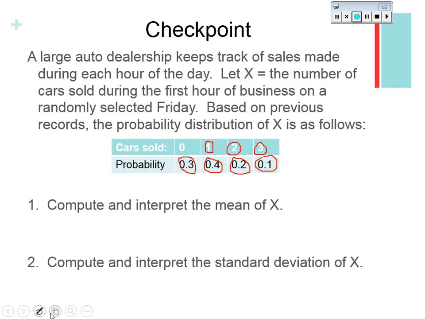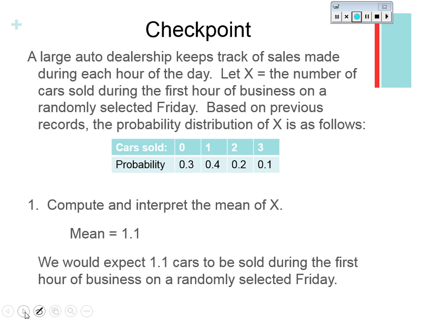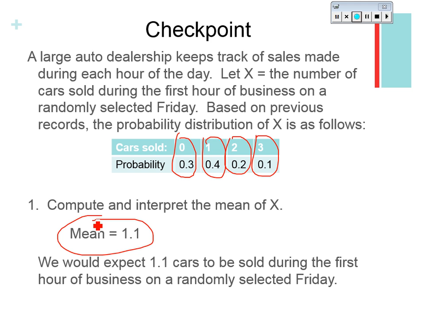To find the mean for this, what I'm essentially going to do is take each of these data values, multiply them by their probabilities, and then find the sum. If you do that, you get a mean of 1.1. So we would expect 1.1 cars to be sold during the first hour of business on a randomly selected Friday. That's the interpretation for the mean. So that was number 1.